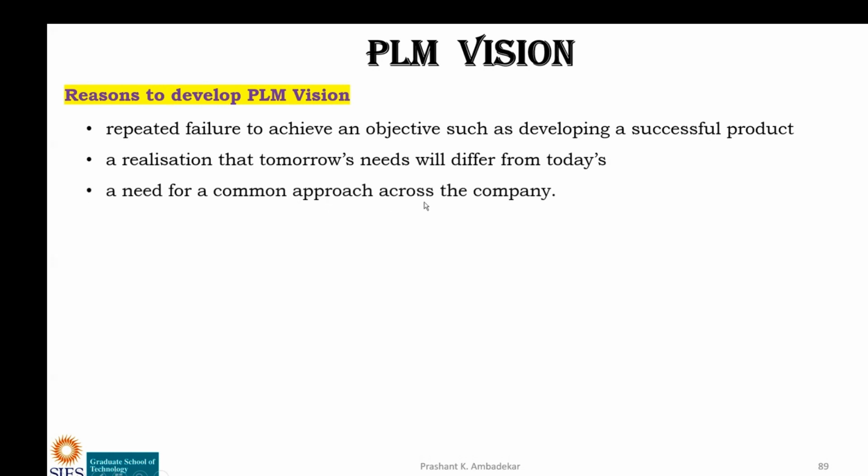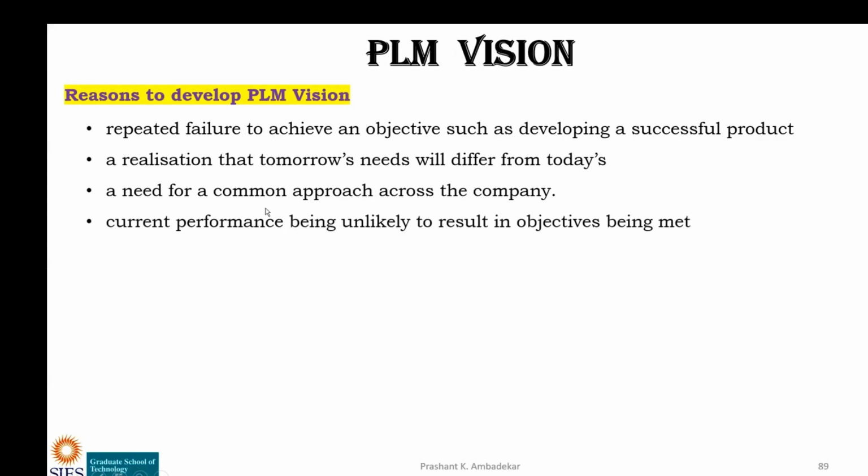A need for a common approach across the company. Every member should be singing the same song. It's not that everyone is moving in a different direction. That is again like that bullock whose eyes are not covered. Okay, it should not happen. That's why the same approach. सबको पता रहना चाहिए कि करना क्या है, यही करना है. सबको पता रहेगा, तो that is the reason.